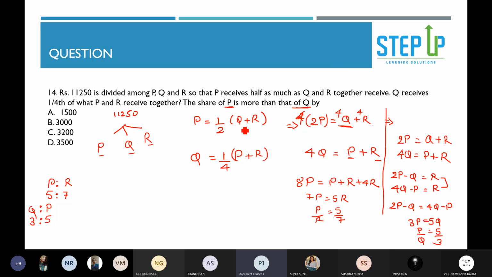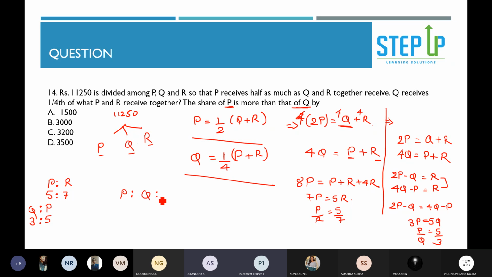I'm just solving these two equations, people. Once I solve one equation to get P is to R, the second time I solve the other equation to calculate P and Q.